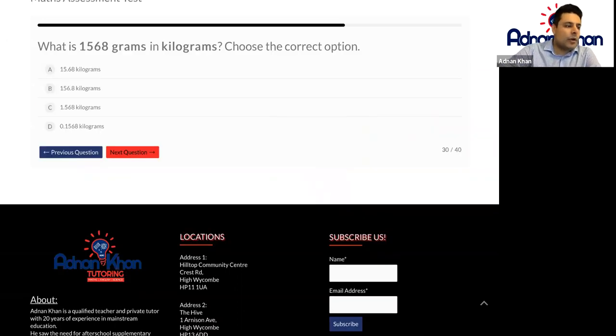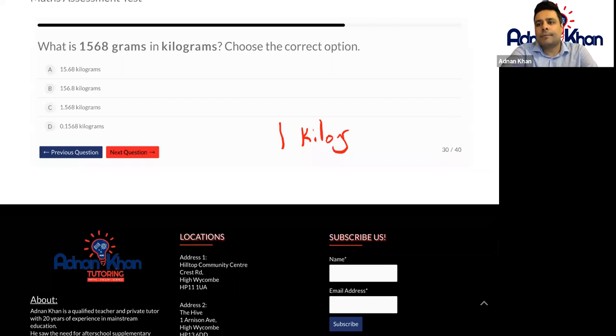And what is 1,568 grams into kilograms? So let's just work this out. So how many grams are there in 1 kilogram? So in 1 kilogram, we have 1,000 grams. Okay, you can write this down as well. So in 1 kilogram, we have 1,000 grams.